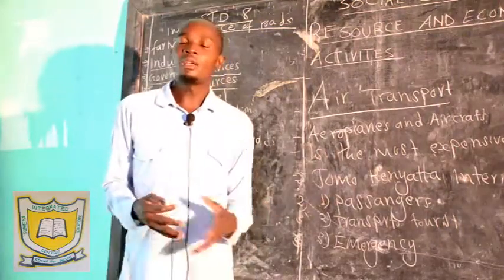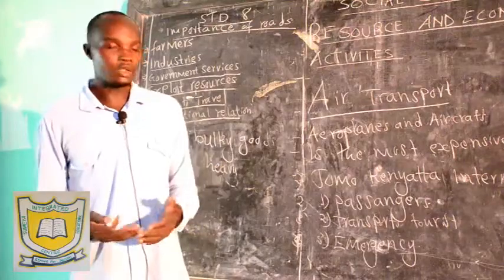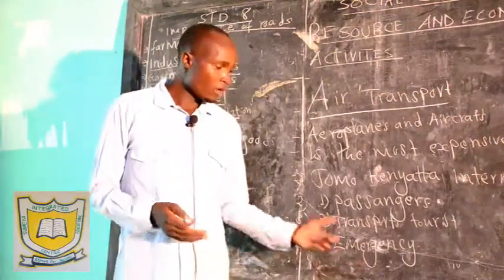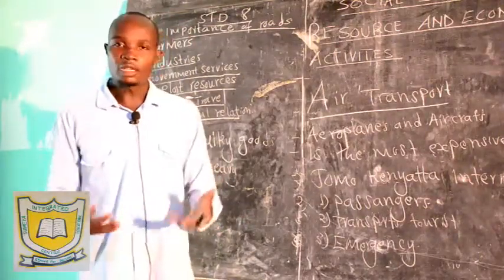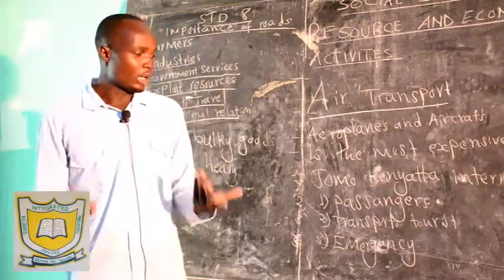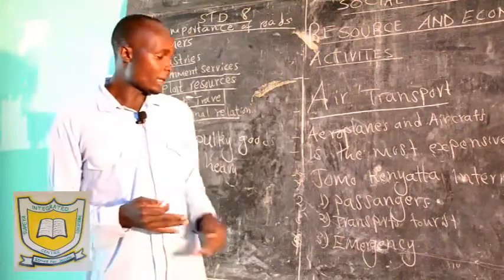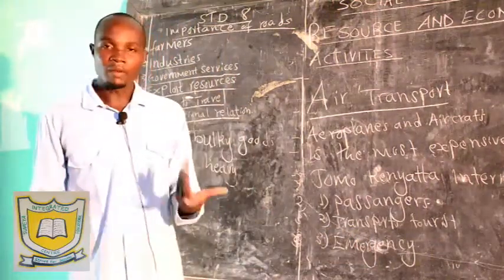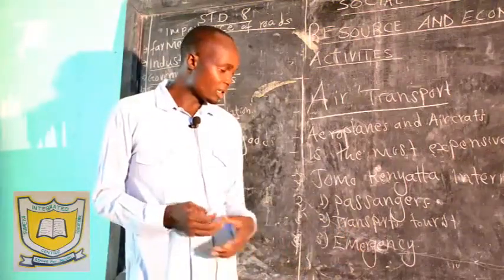Or somewhere maybe there is clashes, the government can use aeroplane to send the military personnel to go and rescue the situation. Or maybe there is flood somewhere and the people cannot be saved, we can use choppers or aeroplane to save those people. We can also deliver relief foods to the people who are at a problem maybe of floods, and also talk about famine and so on. So that's what you call emergency.